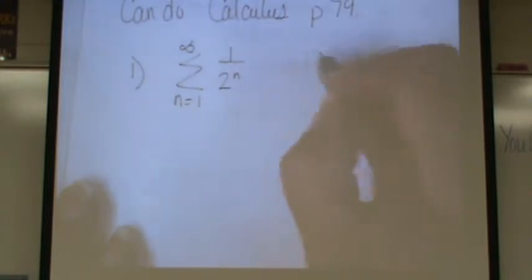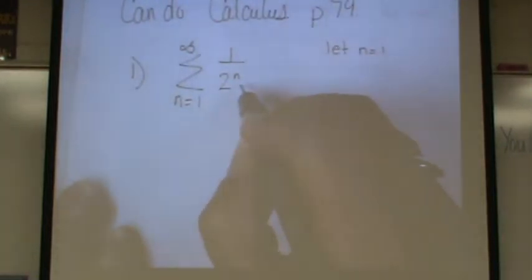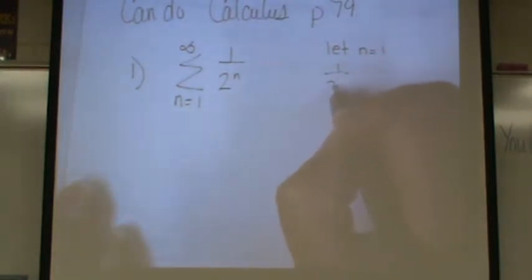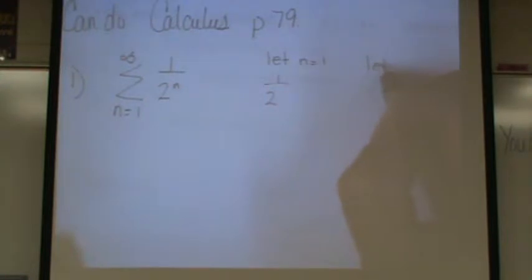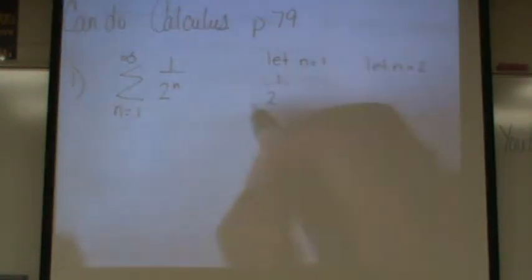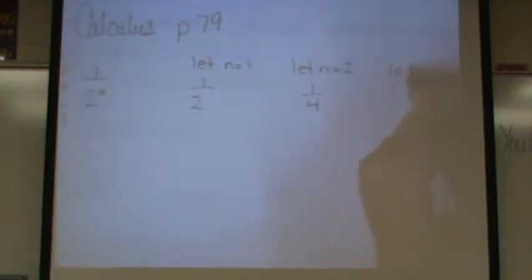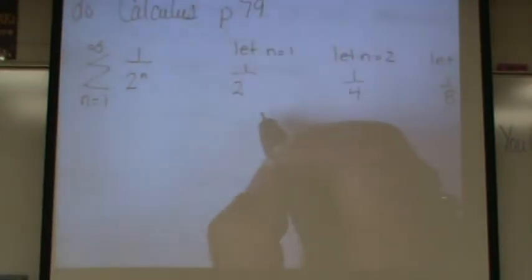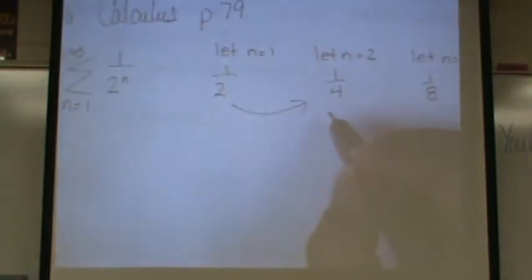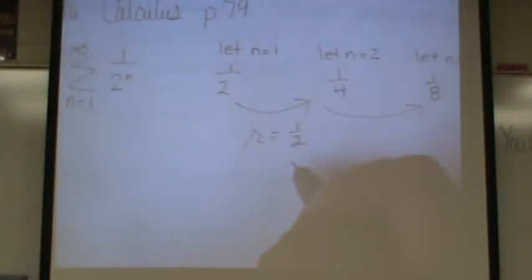So if you let n equal 1, that would be your first term. You have 1 over 2 to the first power, which is a half. If you let n equal 2, you have 1 over 2 squared, which is 1/4. And if you let n equal 3, you get 1/8. So how do you go from 1/2 to 1/4 and 1/4 to 1/8? Your r value is 1/2.